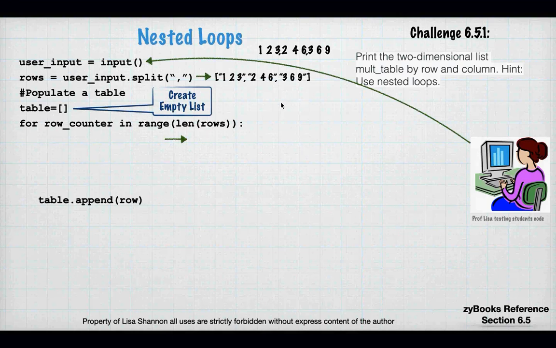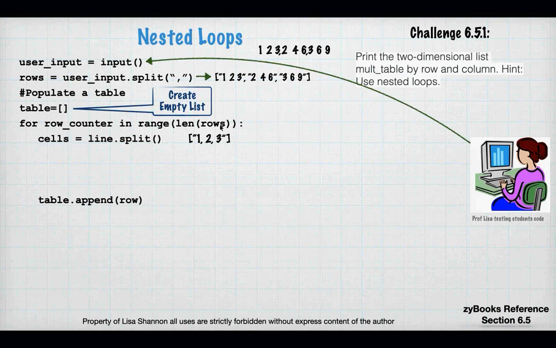I've started with the information as rows. These are what are going to be my three rows. So I have for row counter in range len rows. I'm going to go through this list based on the index number. When I say len rows here, it means I'm really going through it based on the index number, not based on the element, because I need that index number.